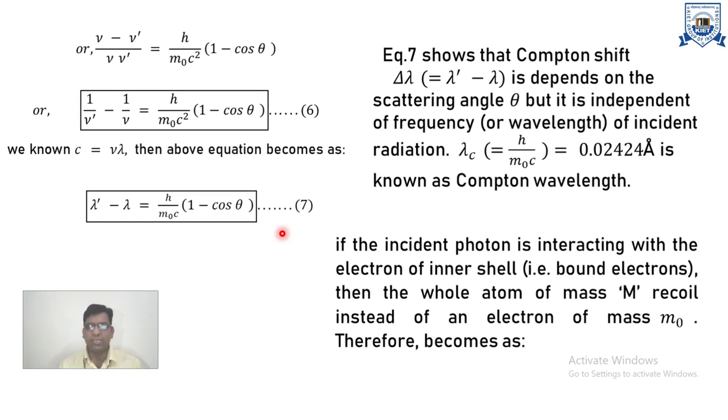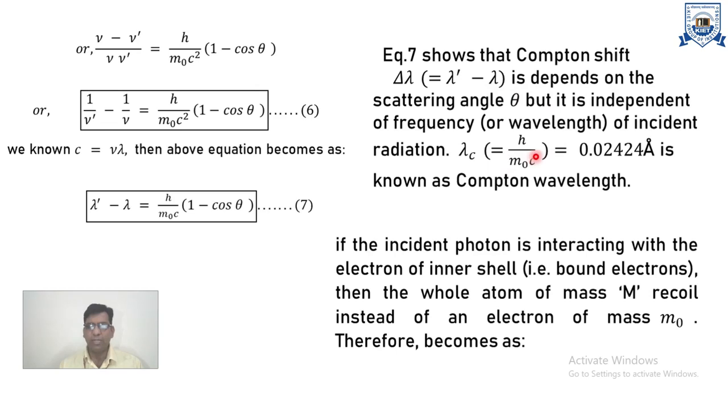This equation represents the Compton shift. If we have the theta value, and c is constant, m naught is constant, h is constant, we put in the values. We can say that the Compton shift depends only on the angle of scattering. Here, equation number 7 represents the Compton shift, that is lambda minus lambda dash.